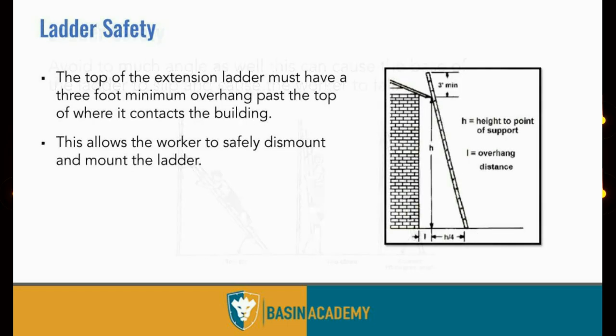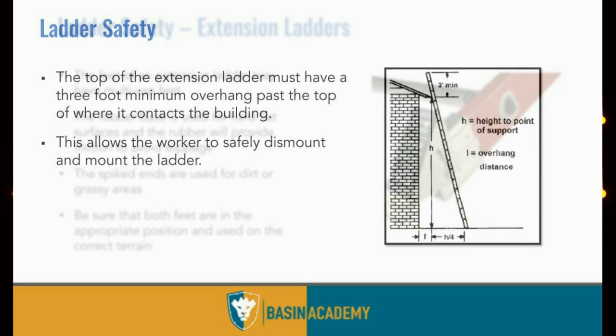The top of the extension ladder must have a 3-foot minimum overhang past the top of where it contacts the building. So if you're looking to use this extension ladder to go up on the roof, you should have 3 feet minimum over the top of the roof. This is not only safer to get off of and onto the roof that you're wanting to get onto, but it is also much safer to get back onto the ladder too. This allows the worker to safely dismount and mount the ladder, as I just pointed out.